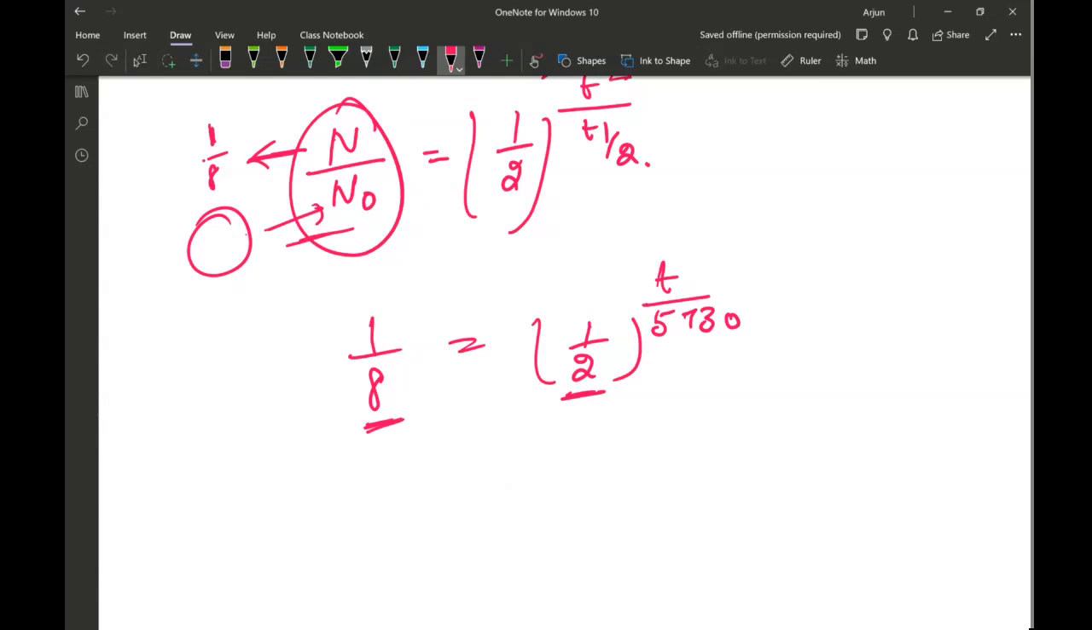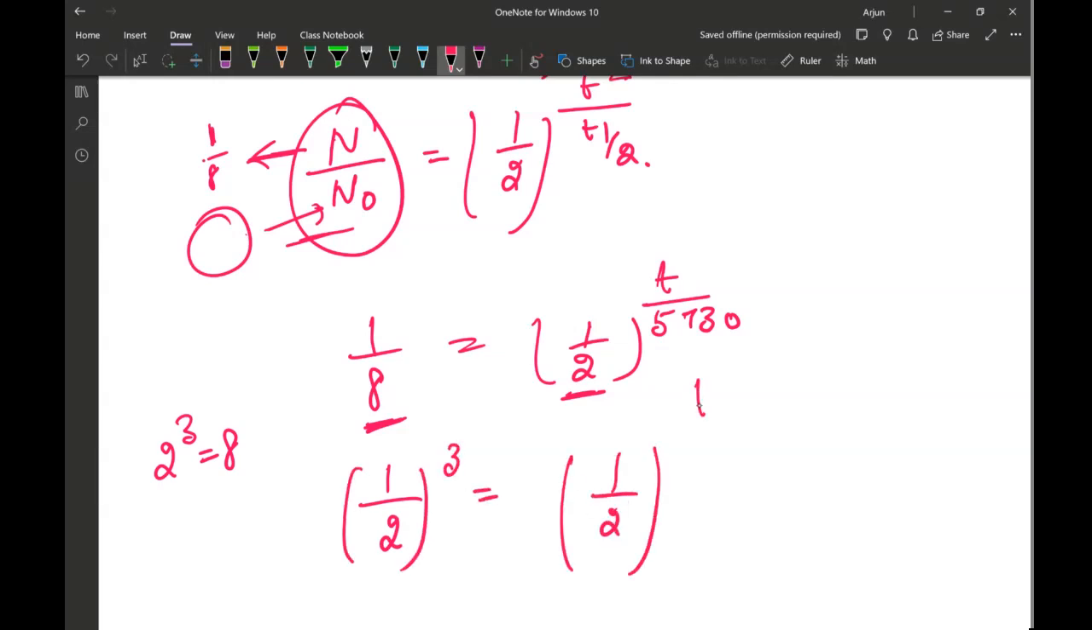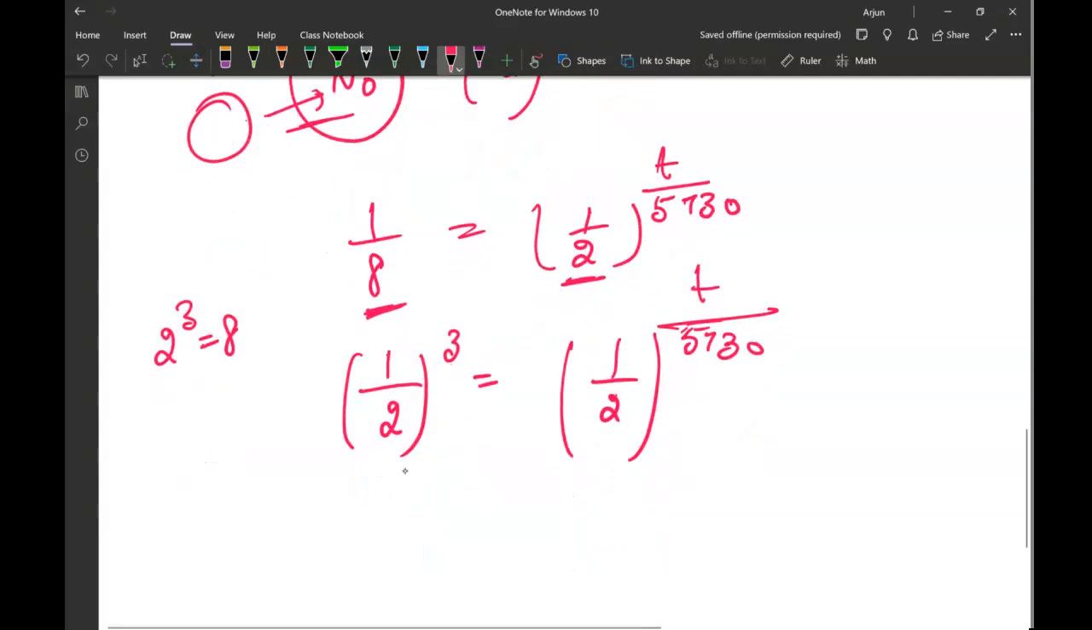That if I convert 2 raised to the power 3, that's going to come out to be 8. So I can write it as 1 over 2 raised to the power 3 equal to 1 over 2 raised to the power t upon 5730. Now, if the base is same, I can compare the exponents.